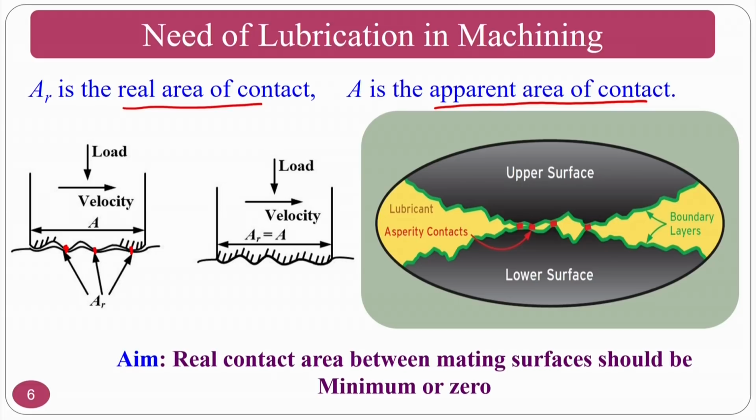So if I am using lubrication, how? You can see these are the real areas of contact, but still I don't want this. That is my ambition as a manufacturing engineer. If I want to reduce the tool wear on the rake surface as well as on the flank surface, I don't want the contact. But on the flank surface at the cutting edge, you will always have contact because it is the portion that is involved in the machining operation.